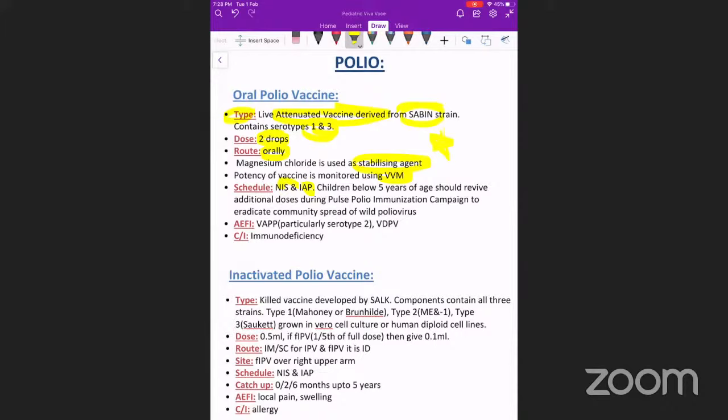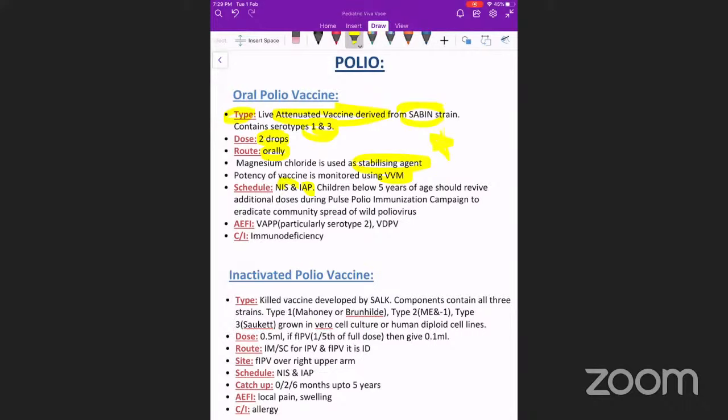What happens is, apart from this, to maintain herd immunity, in case someone has missed, our government of India does the pulse polio immunization program. So whenever the pulse polio immunization program is there, additional doses have to be received despite the fact that they have received them during the national immunization schedule.